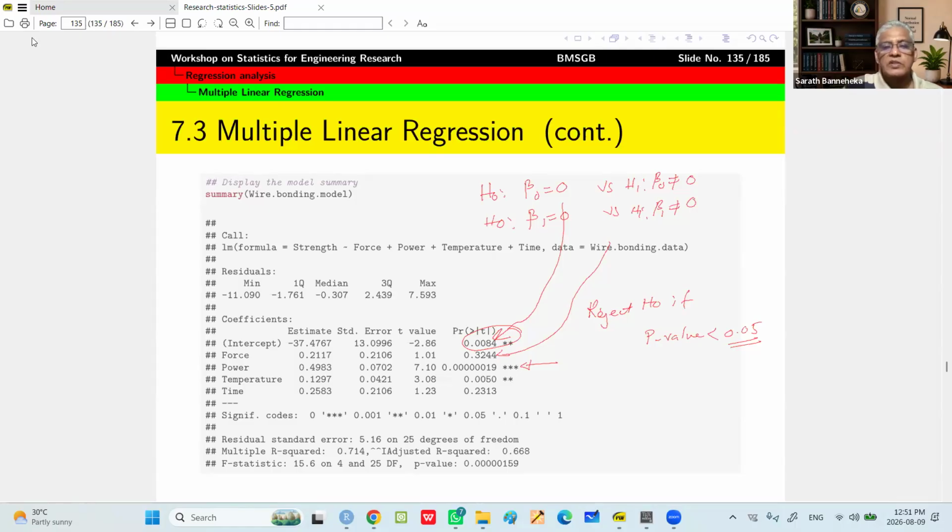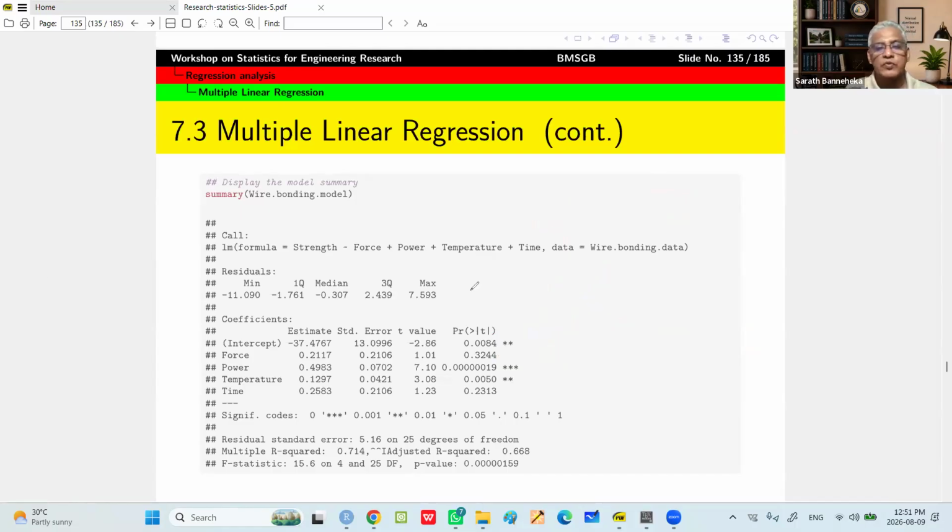So you can see this p-value here, the first one, is less than 0.05. Therefore, we say that beta naught is not equal to 0. Right? So we reject H naught. That means we decide that beta naught is not equal to 0. But this one is greater than 0.05. Therefore, we do not reject H naught in that case. So there we decide that beta 1 is equal to 0. Right? That is the null hypothesis. We accept the null hypothesis in that case. We don't reject.